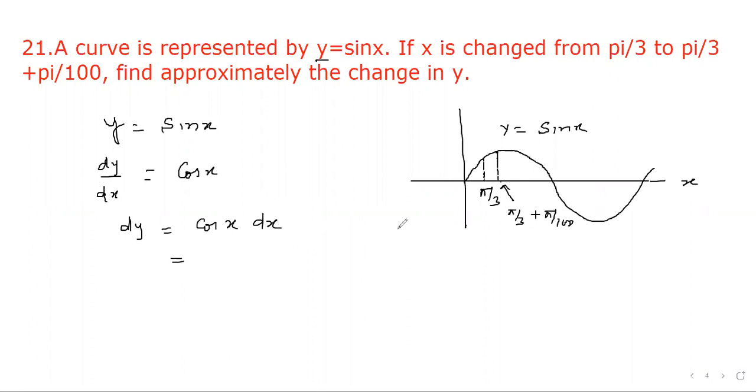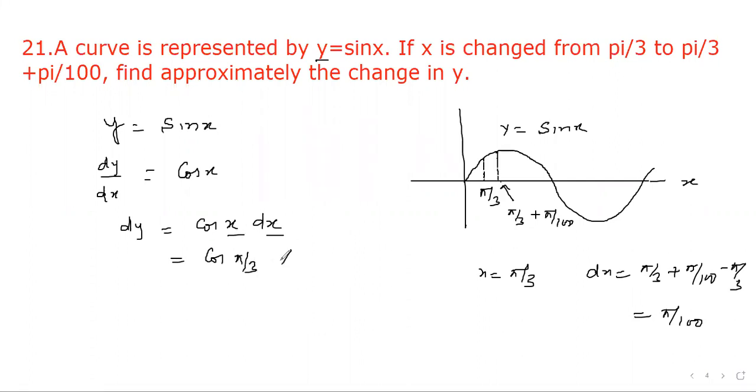So here x means the first value, x equal to pi by 3, and dx means pi by 3 plus pi by 100 minus pi by 3, that is pi by 100. So we put this value here, pi by 100, and x here. So this becomes cos pi by 3 times pi by 100.